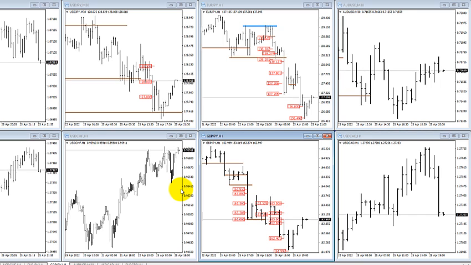There's a few things though that I want to start off by saying. Today I ended up with 390 pips. That's the result of all trades, winning trades, losing trades, everything.